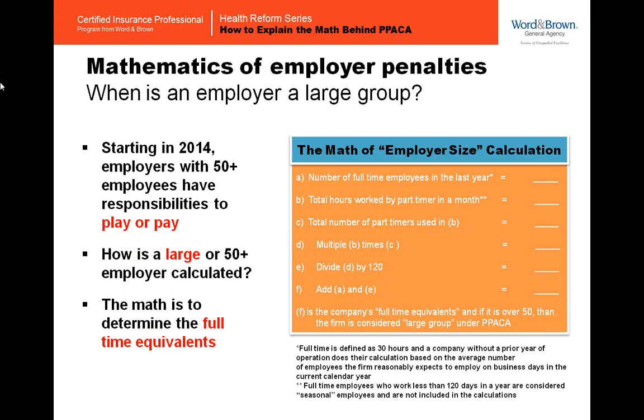And we're going to find out, we can have 20 full-time employees and lots of part-time people and end up being a 50-plus full-time equivalent. If you take a look at the bottom of your screen below the formula that's listed there, it shows you full-time is defined as 30 hours, and a company without a prior year of operation would do this calculation based upon what they reasonably expect for the current calendar year. Now, the second definition below it, the one with two asterisks, full-time employees who work less than 120 days in a year are considered seasonal and are not included in this calculation.